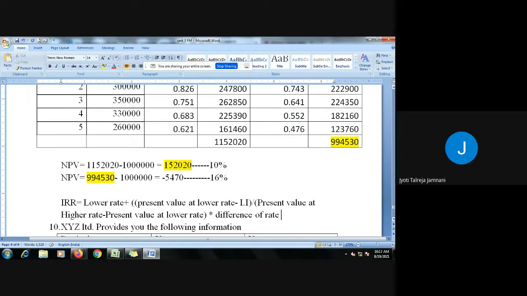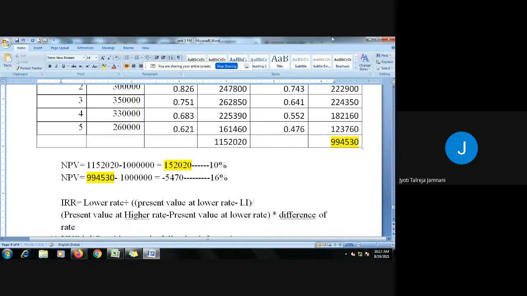How it should look, I will show you if possible. Just a minute. Instead of writing the full form of present value, I'll write it as PV.